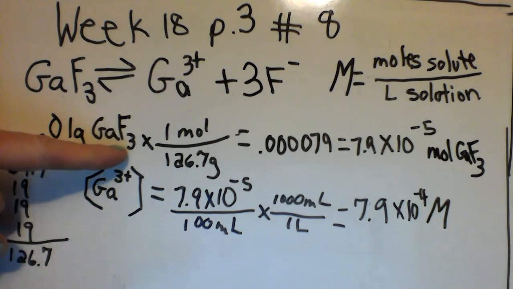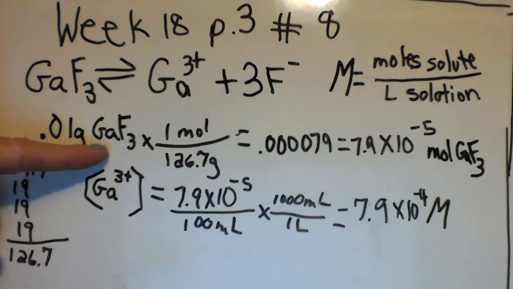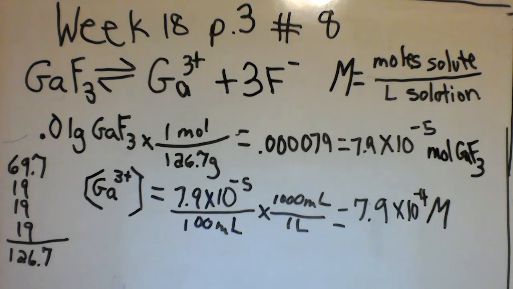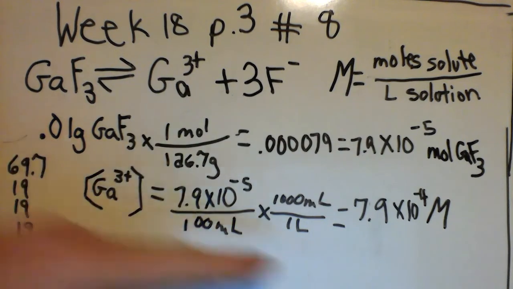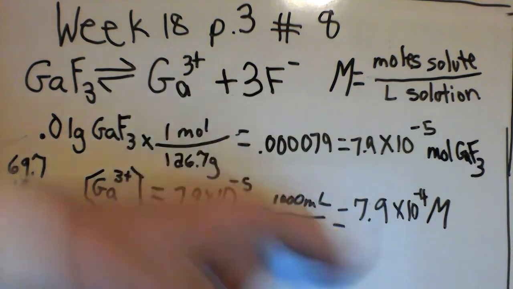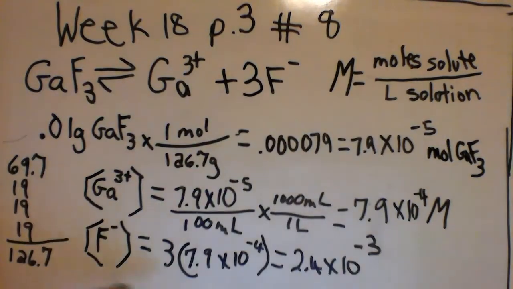Now, since there are 3 fluorine ions for every gallium ion, the concentration of fluorine is going to be 3 times the concentration of gallium. So we multiply 3 by the concentration of gallium ions and we get 2.4 times 10 to the negative third for the molarity or concentration of fluorine ions.